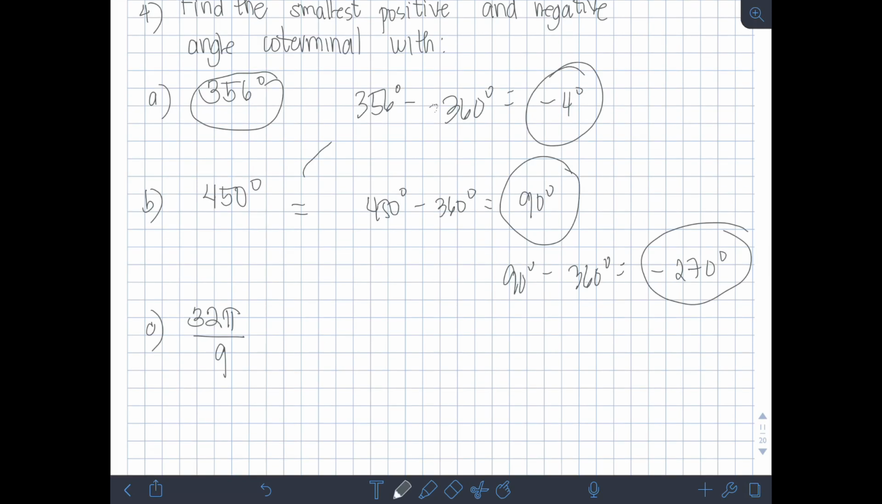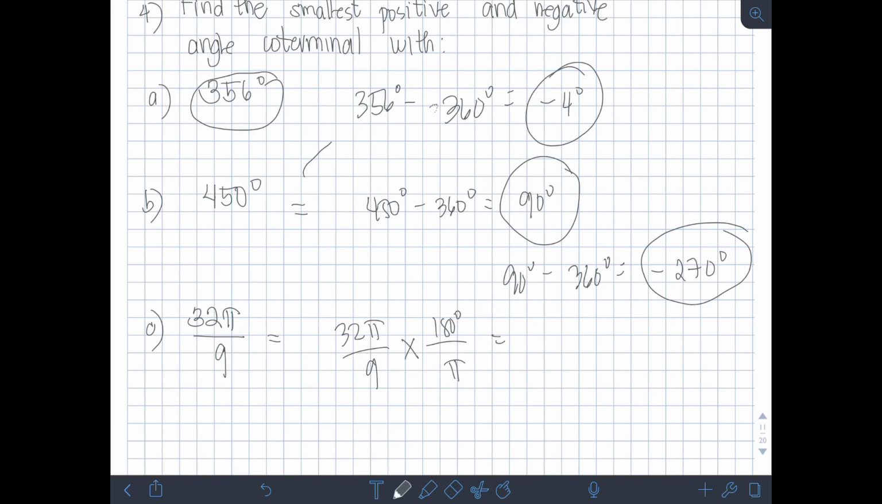Next, how about 32 pi over 9? So, nga pala, hindi lang puro degree yung pwede nating maging consideration sa angle. Pwede rin tayong maging radian. So, para mas madali, i-convert muna natin tong 32 pi over 9 sa degree. So, base dun sa video ko about angles, diba? Pwede nating ma-convert into degree by multiplying it by 180 degree over pi.